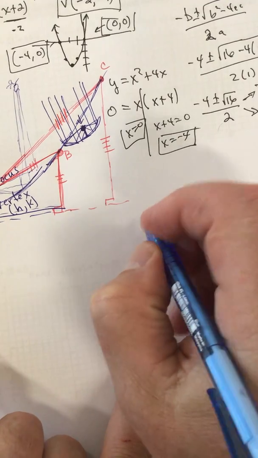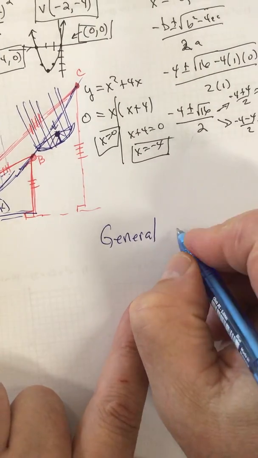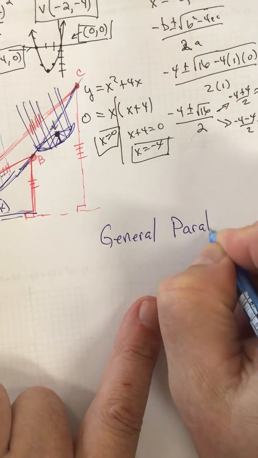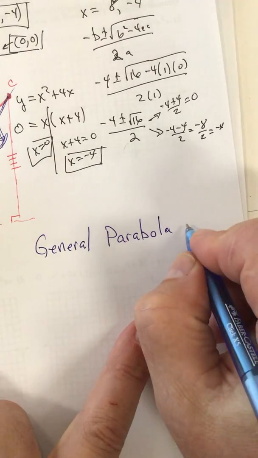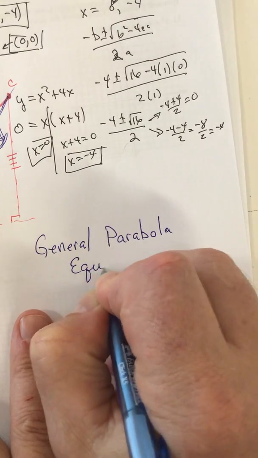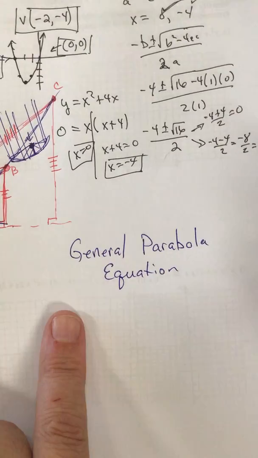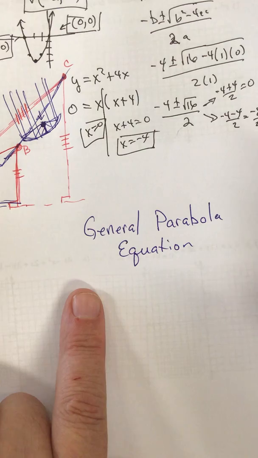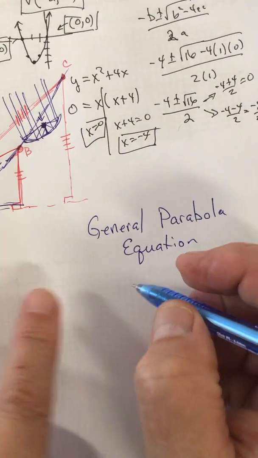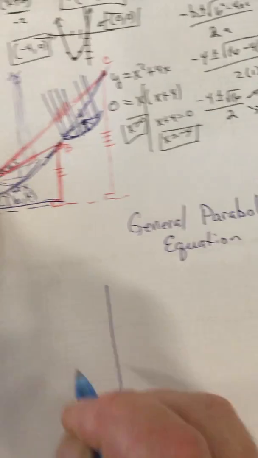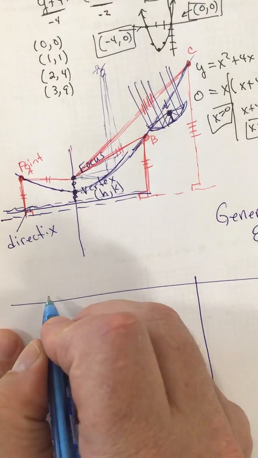Here is the general parabola equation. It has more than just the vertex and the zeros in it. It looks like this. There's actually two of them, and I'm going to split this note here in half. One of them looks like this.